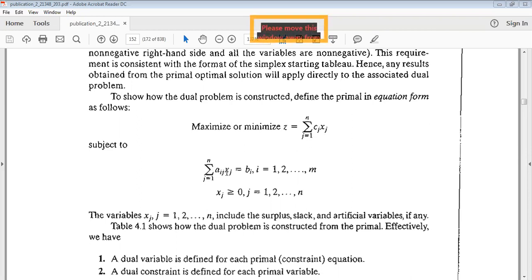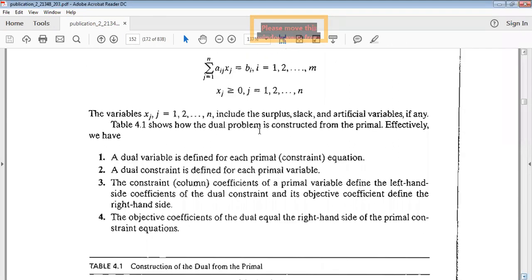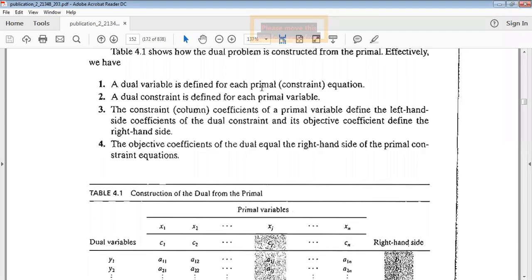Subject to the constraints, sigma j equals 1 to n, aij xj, i equals 1 to m, xj greater than or equal to 0, j equals 1 to n. The variables xj, j equals 1 to n, include the surplus and slack variables. You need not bother about all these things. So the dual variable is defined for each primal equation. The dual constraint is defined for each primal variable.